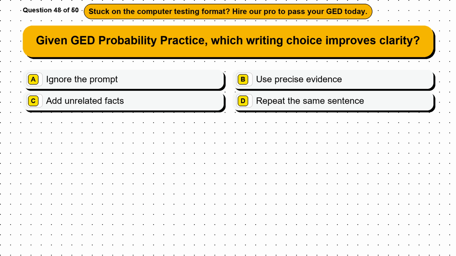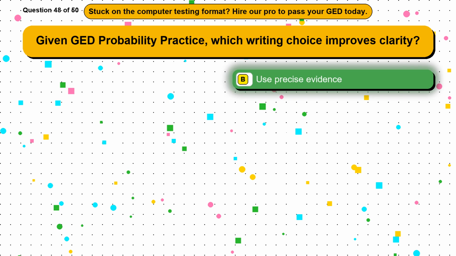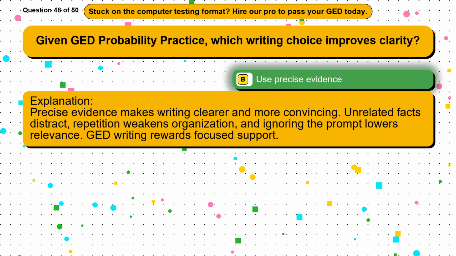Question 48. Given GED probability practice, which writing choice improves clarity? Option A, ignore the prompt. Option B, use precise evidence. Option C, add unrelated facts. Option D, repeat the same sentence. The correct answer is option B, use precise evidence. Precise evidence makes writing clearer and more convincing. Unrelated facts distract, repetition weakens organization, and ignoring the prompt lowers relevance. GED writing rewards focused support.